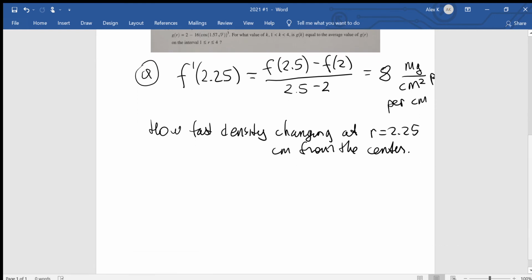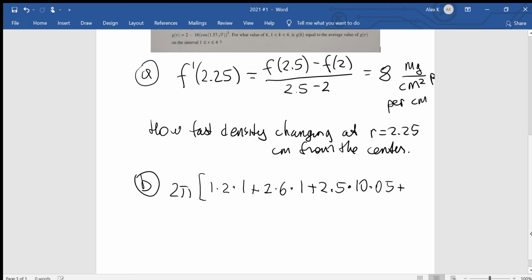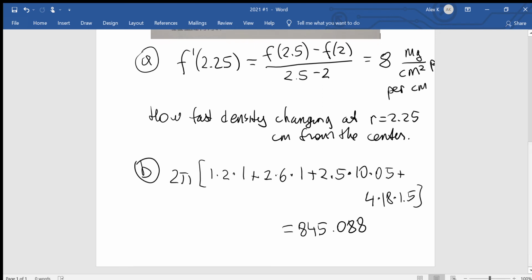And we are going to write the following. It's going to be 2 pi, of course, times 1 times 2 times 1 plus 2 times 6 times 1 plus 2.5 times 10 times 0.5 plus 4 times 18 times 1.5. And when this is all calculated, it's going to give us 845.088. Remember, College Board wants you to approximate to three decimal places unless instructions tell you otherwise. Okay, so that's going to be this.